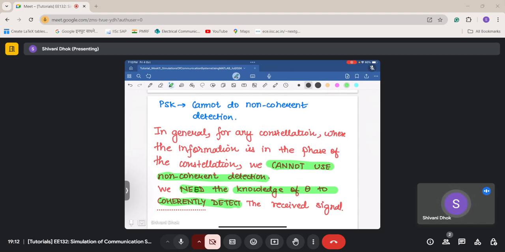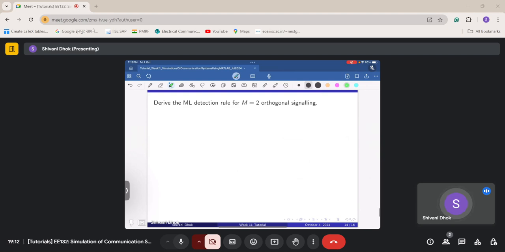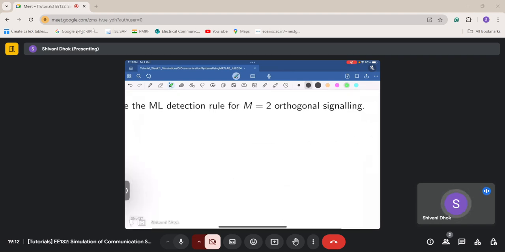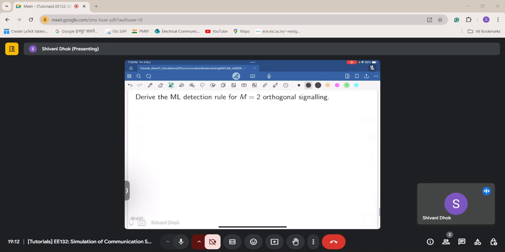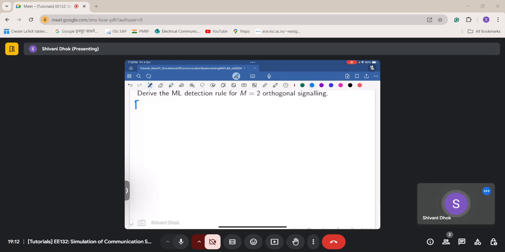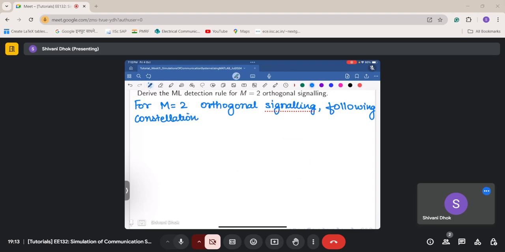Okay, if there are no questions, then let me quickly move on to the next question. The next question says: derive the ML detection rule for m equal to 2 orthogonal signaling. What does it mean? For m equal to 2 orthogonal signaling, the following constellation is transmitted.